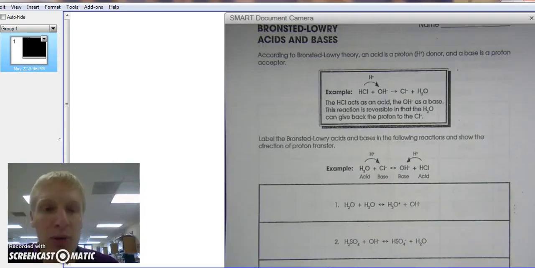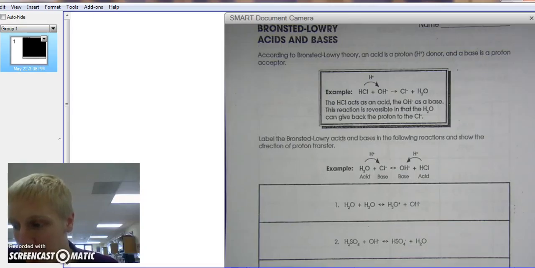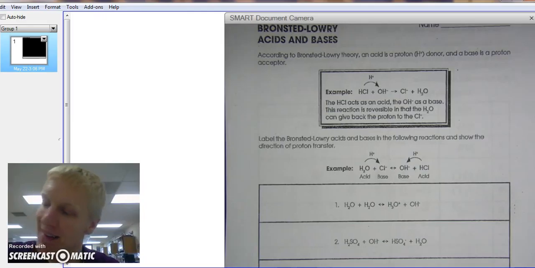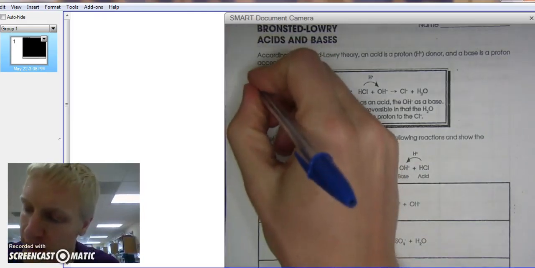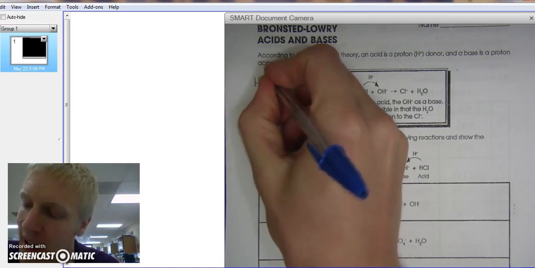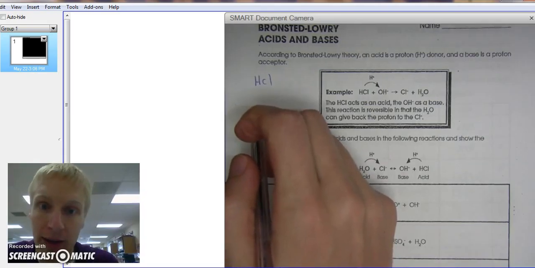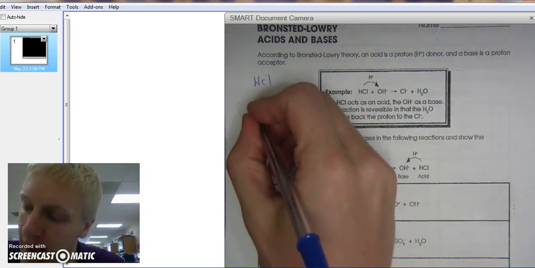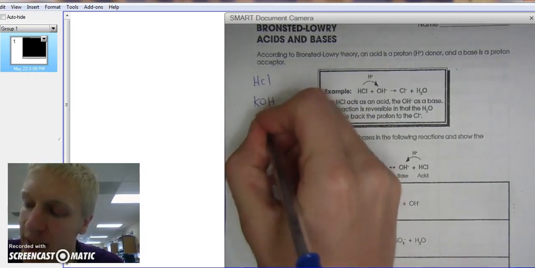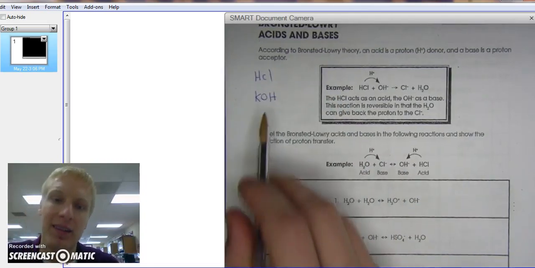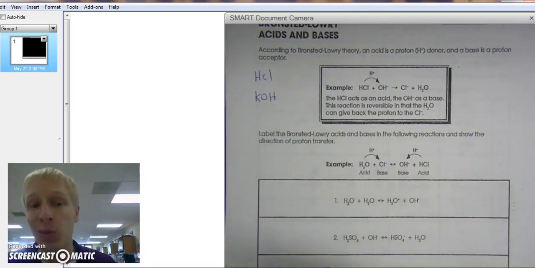Hello, in this video I'm going to be going over Bronsted-Lowry acids and bases. But before I do, I want to first talk about Arrhenius acids and Arrhenius bases. This is simple. If it has an H in it, like this, it's an acid according to Arrhenius. If it has an OH in it, it is a base according to Arrhenius. And this works in most situations.